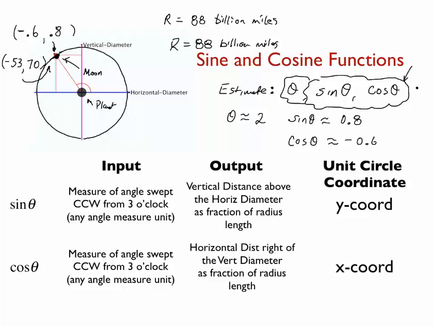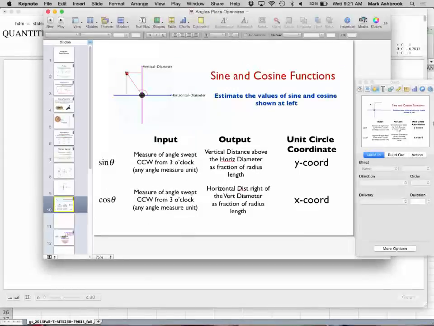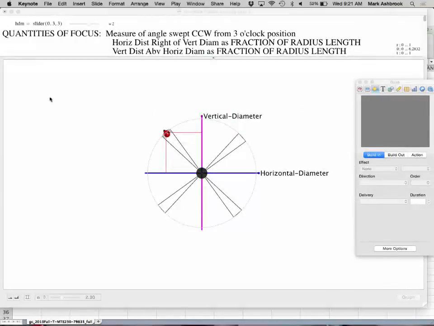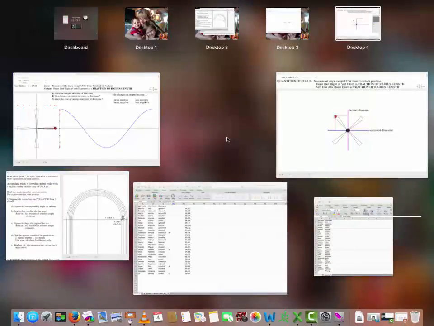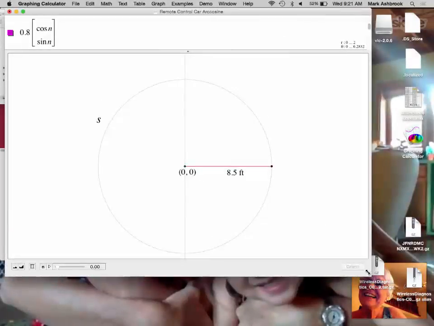Okay, so let's start putting some things together here. Any questions on this kind of review? Okay, so we're going to change the scenario here a little bit.